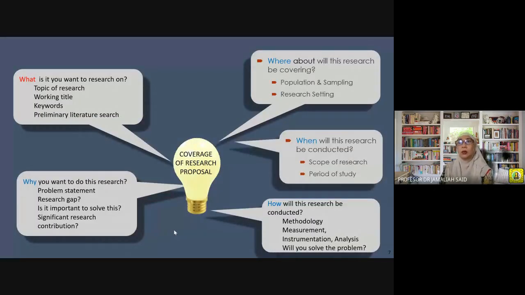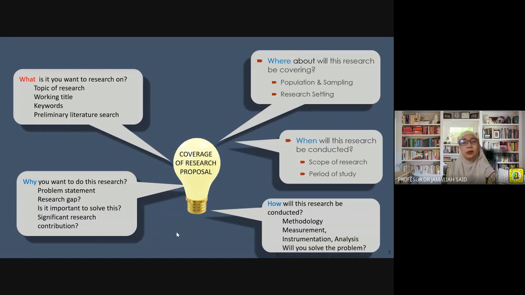In writing a research proposal, these are the main questions you need to answer: what, why, where, when, and how. What is it you want to study? What do you want to research actually? This can be reflected in the title of the research and also from your preliminary work. What is the area you want to study? Do you want to study corporate social responsibility, or COVID? Do you want to study fraud, or economic growth?